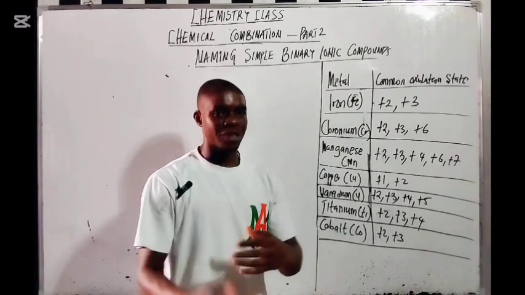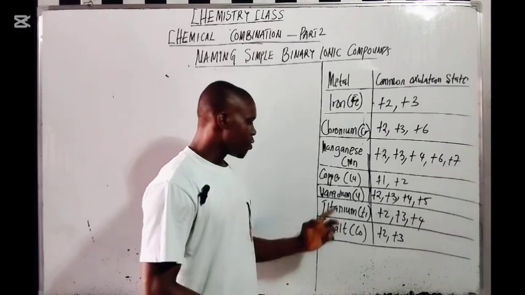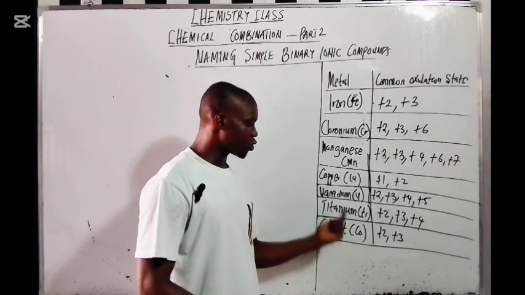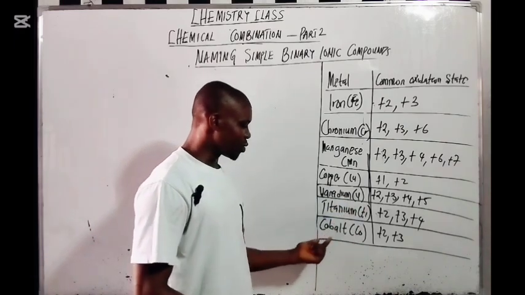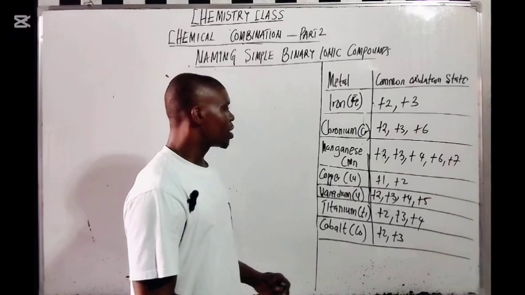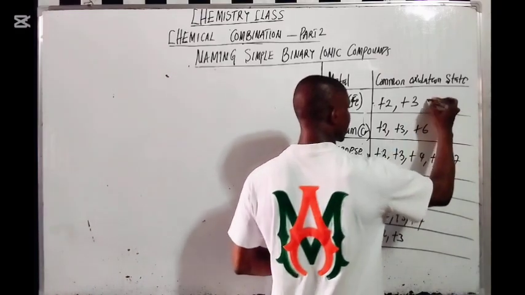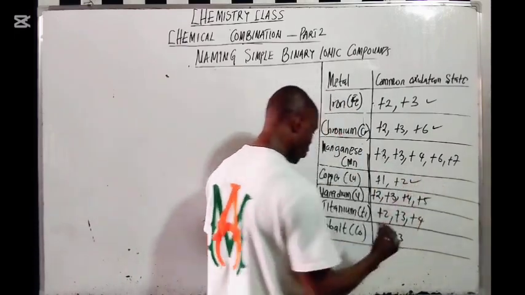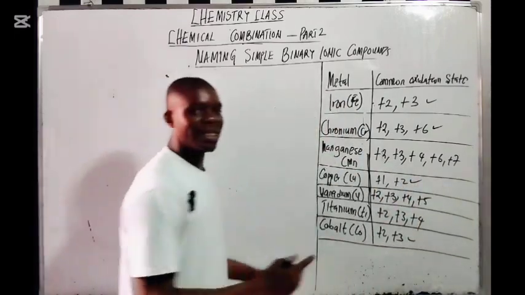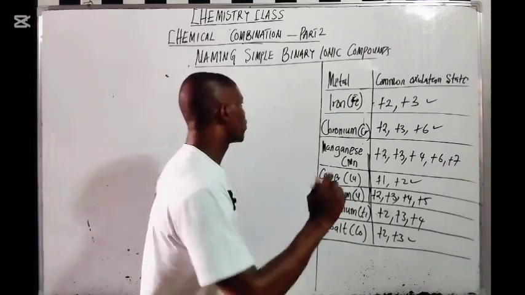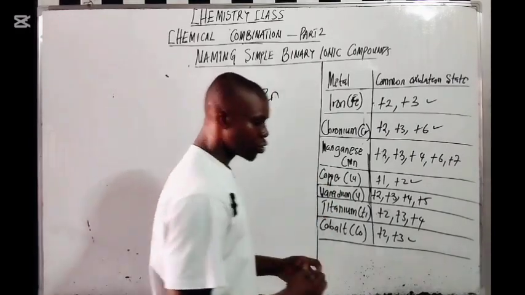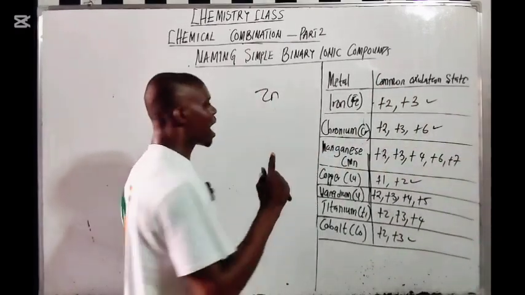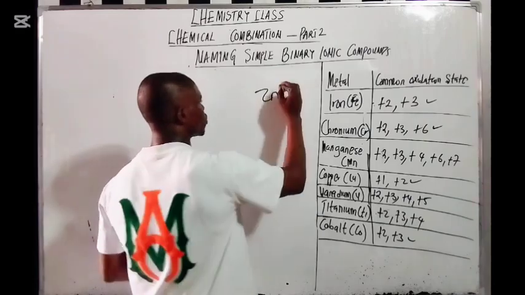Copper, which is a common one, is +1 or +2. Vanadium is +2, +3, +4, +5. Titanium is +2, +3, +4. Cobalt is +2 or +3. So these are the common ones you will see. You're going to see iron more, copper more, cobalt more. Zinc only has one oxidation state, which is zinc 2 plus. Let me check. Yes, zinc only has one oxidation state, which is zinc 2 plus.